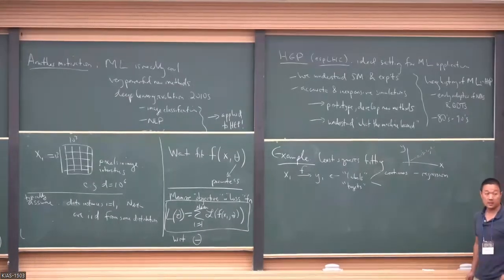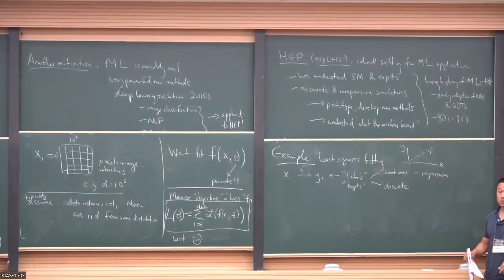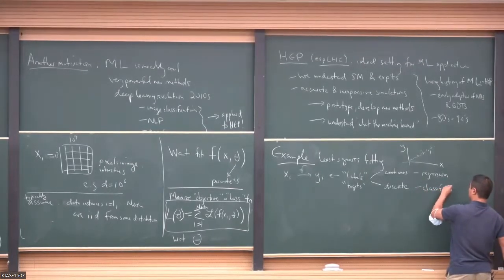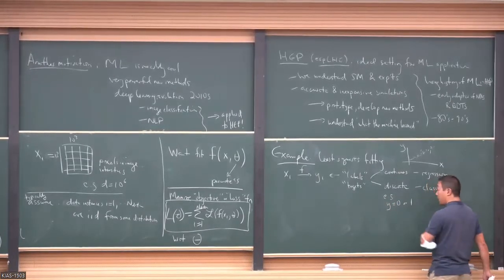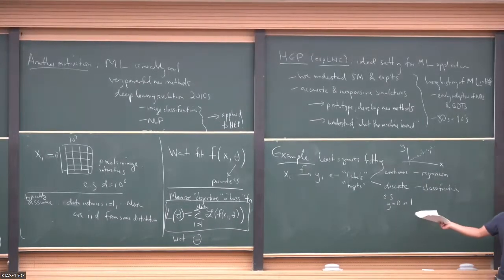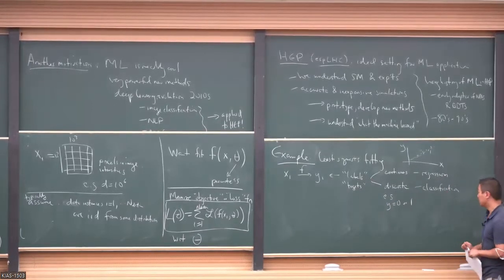You could also have the labels be discrete. Okay? So what's an example of a discrete label? Like cats and dogs, yeah? If I want to classify things. So this is called classification. So discrete, for example, maybe y is equal to 0 or 1. So the label is either 0, say background, or 1, signal, okay? That would be binary classification. And if I have many labels, 0, 1, 2, 10, 100, that's multi-class classification.